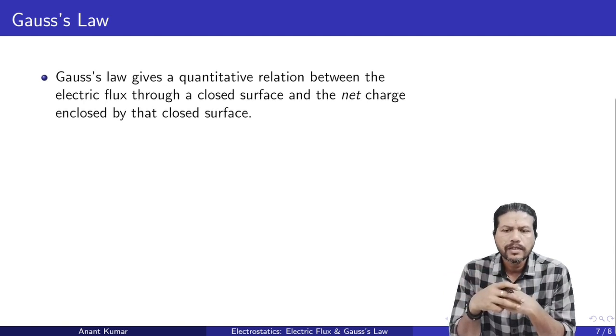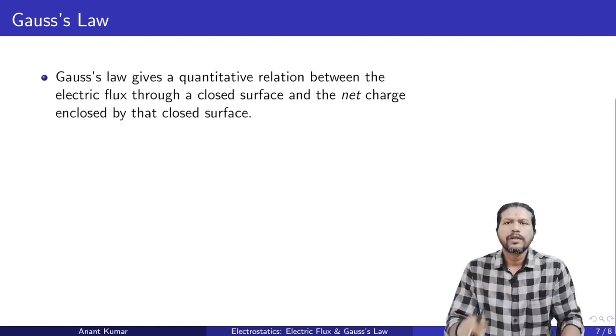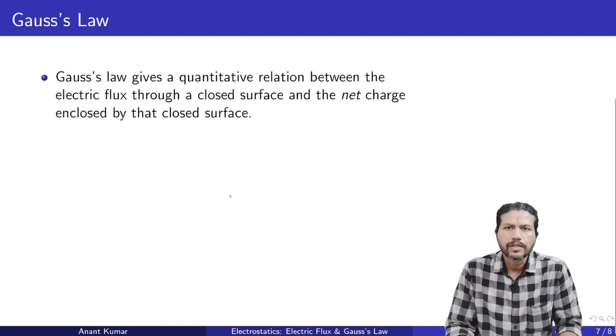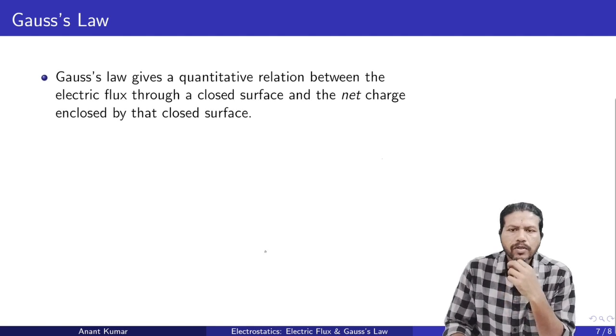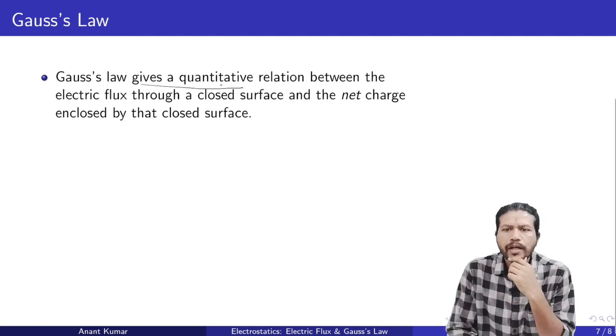This is the idea of Gauss's law. By measuring the flux on a closed surface, I can find out how much is the net charge present within that surface. So the Gauss law basically gives us a quantitative relationship, in terms of an equation, between the electric flux through a closed surface and the net charge that is enclosed by that closed surface.